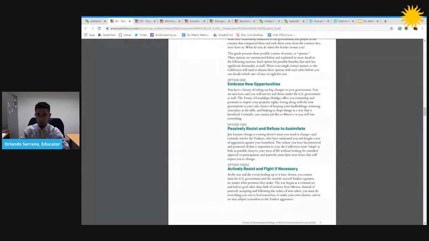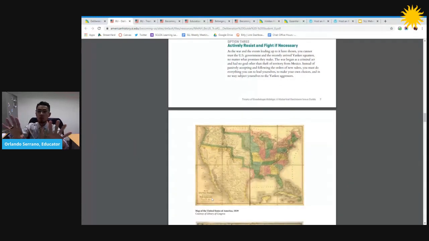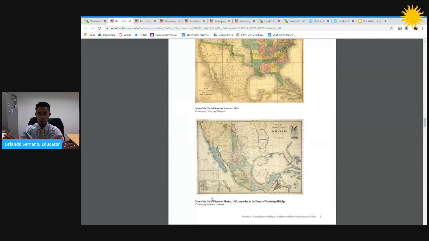We can embrace new opportunities as change is sort of rattling towards us. We can passively resist and refuse to assimilate, or we can actively resist and fight if necessary. These are the options that we have available to us. And then, the way this is run in a classroom, students go, all right, knowing that, which of those three options is the most appealing to you?